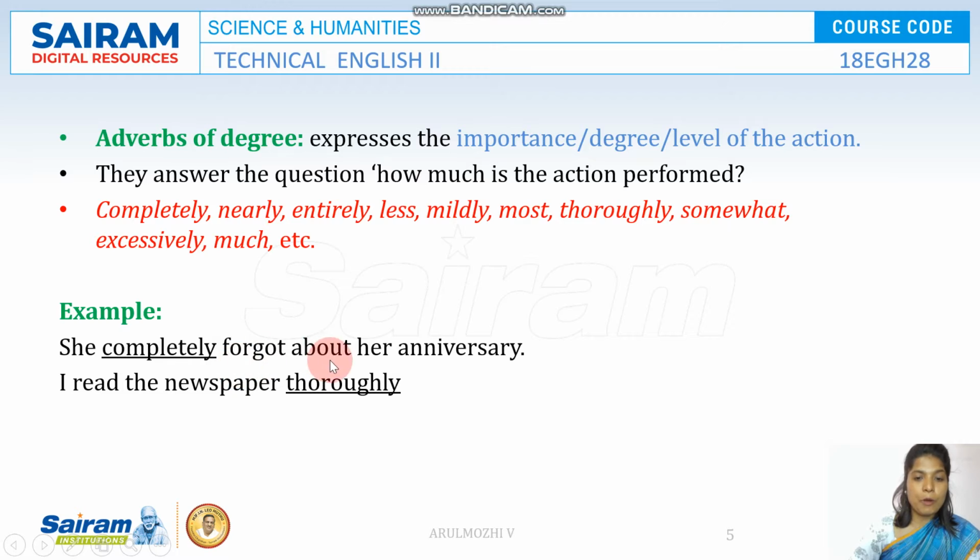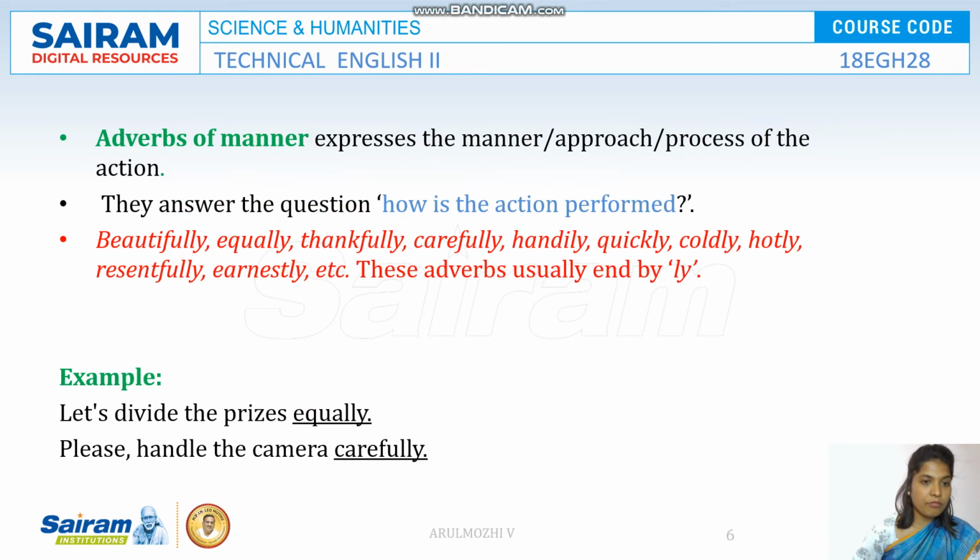She forgot about her anniversary. Here, forgot is the verb. How much, to what degree did she forget? She completely forgot about her anniversary. As it tells the degree of the action, it is called adverb of degree. I read the newspaper thoroughly. It answers the question how much the action is performed, at what degree. So it is called adverb of degree.